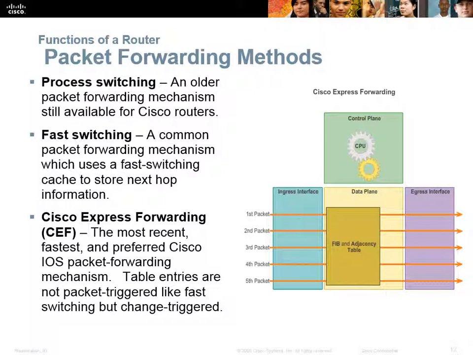We have 3 different types of forwarding mechanisms. We do process switching, which is an old way that we don't ever use anymore. Then we use fast switching, which basically stores it and forwards it. Y'all hear that concept, store and forward, quite a bit. And now we have what they call Cisco Express Forwarding, where it takes the entries that are non-packet triggered and just sends them on.